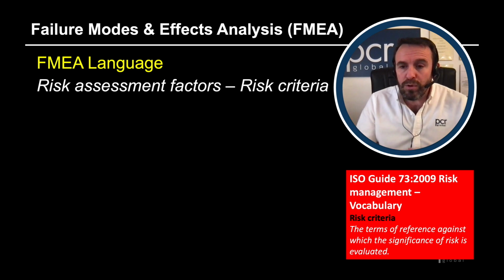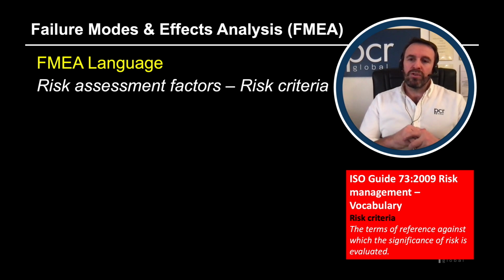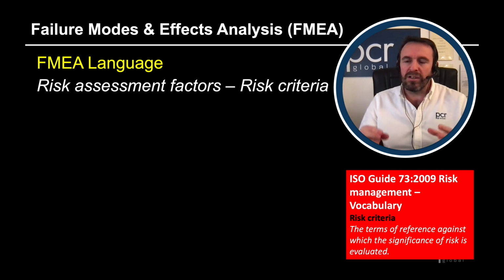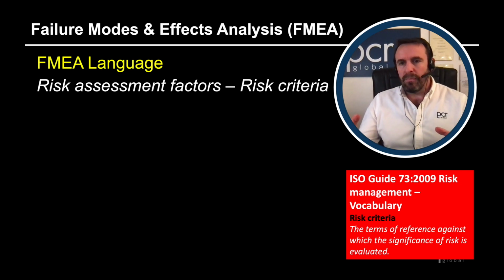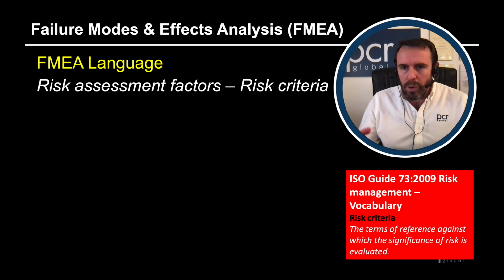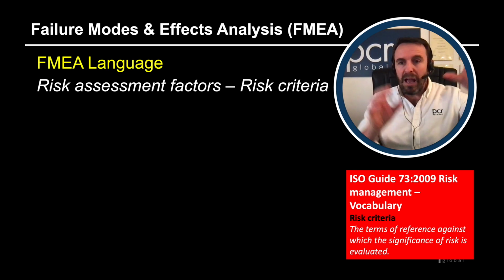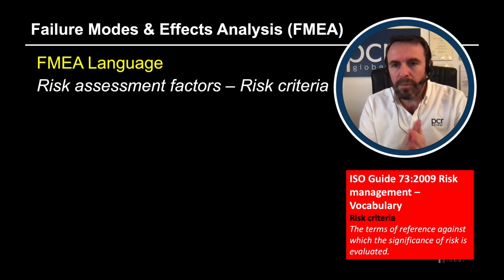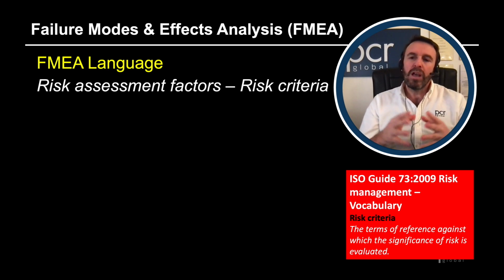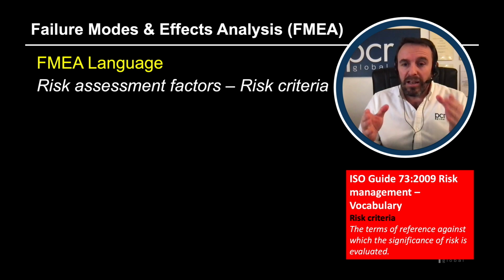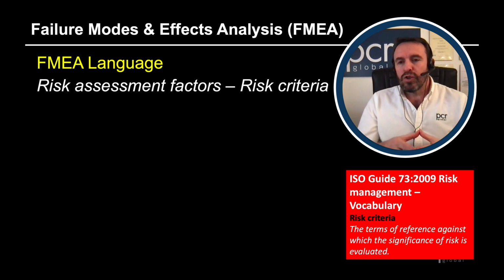Well, it's the terms of reference against which the significance of risk is evaluated. As an output, we would have evaluated something. The word evaluation, we just concentrated then on analysis, evaluation. If you're evaluating something, you have to have some type of baseline, some type of measurement. What is the criteria? That criteria is the terms of reference. So this is when we talk about context.